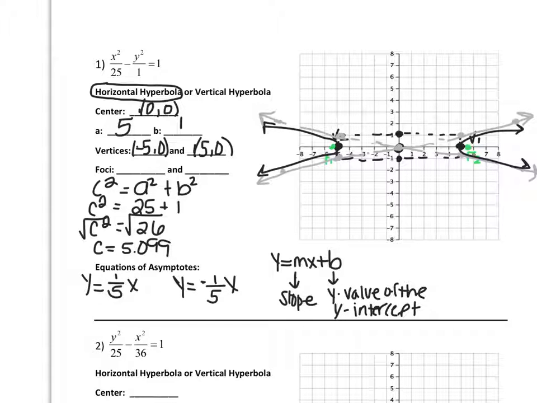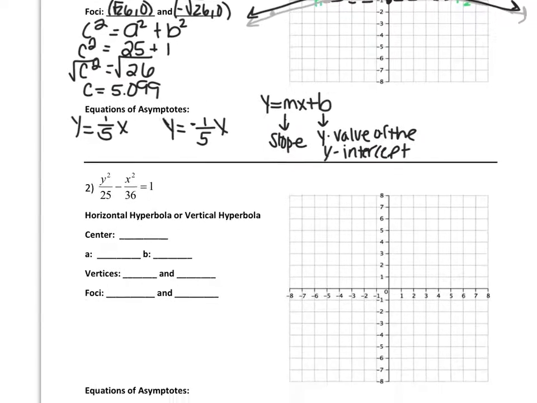But actually, before we do that, I want to write down the foci equations. So the points are here and here. So we went radical 26, comma 0, and negative radical 26, comma 0. All right? Those are my foci. All right, let's see if we could try another example.